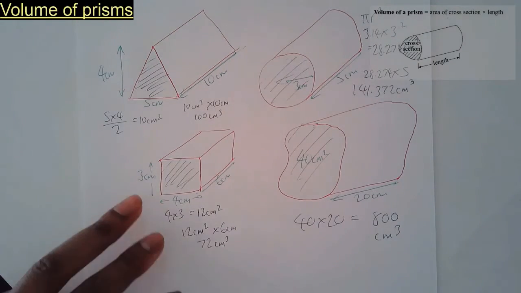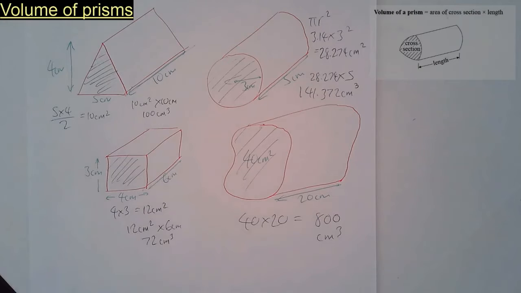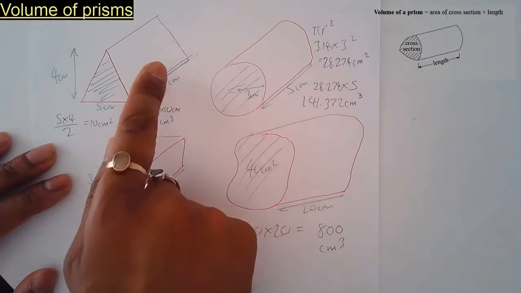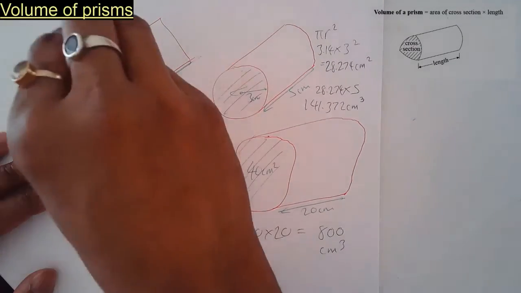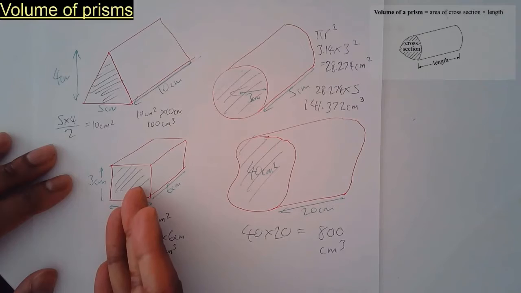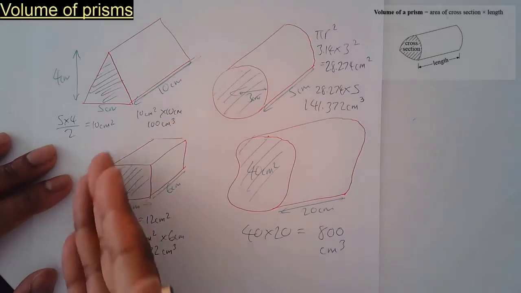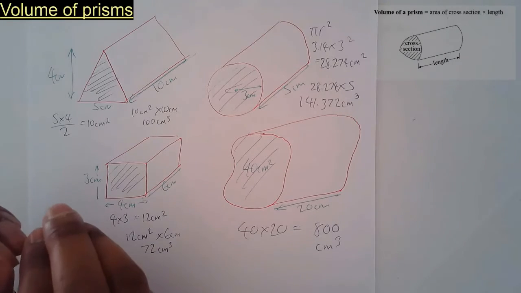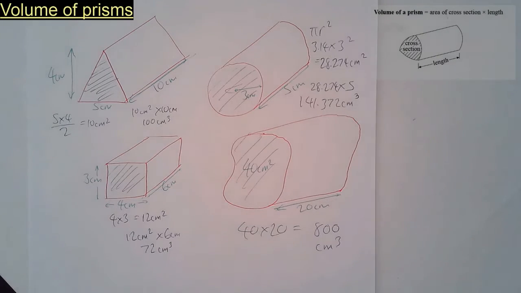Volumes of prisms. What you don't want to do with this topic, when they ask for volumes of prisms, is start working out the surface area. That is a different topic. Surface area is working out the area of, for example, this one, there are 5 faces to this one, so you'd have to work out the area of each and every face. This one's got 6 faces, so you'd have to work out the area of all 6 faces and add them together, and so on. So do not confuse volume of prisms with surface area.